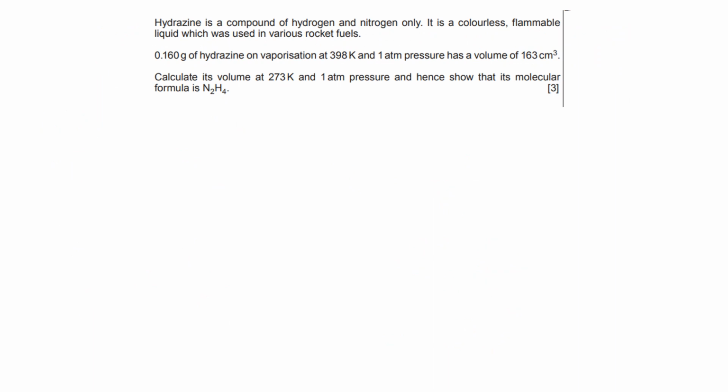Here we've got a question about something called a hydrazine. We don't really care too much about what that is for the purposes of the calculation. It says 0.16 grams of hydrazine at 398 Kelvin and 1 atmosphere pressure had a volume of 163 centimeters cubed. Calculate its volume at 273 Kelvin and 1 atmosphere pressure, and hence show that its molecular formula is N2H4.